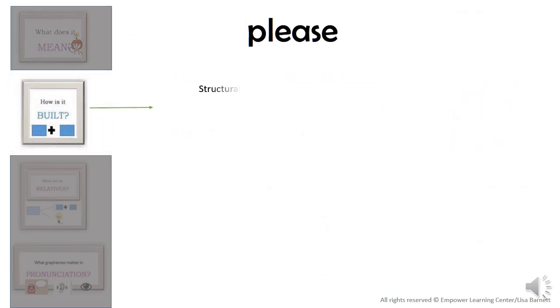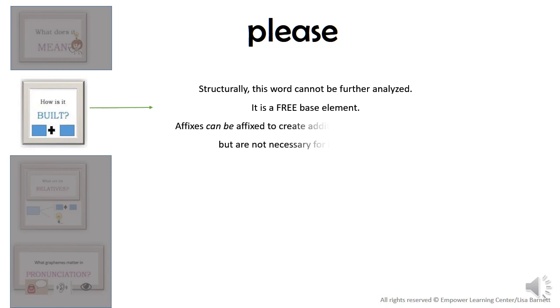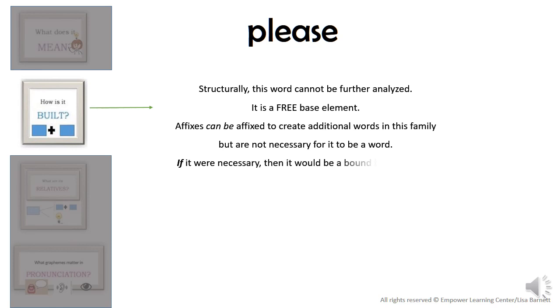We want to take a look at how this word is built. Structurally, this word cannot be further analyzed. It is a free base element. Affixes can be added to create additional words in this family, but they're not necessary for it to be a word. If they were necessary, then it would be a bound base element. So you can analyze other parts, like the graphemes, but we cannot find other morphemes to take off.